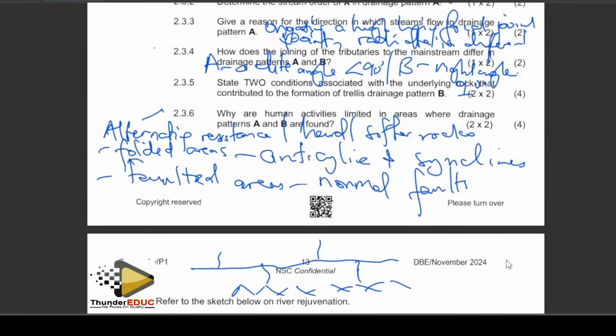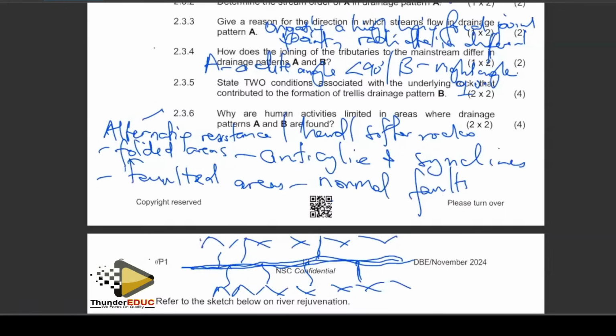If there are hard rocks here by the side of this landscape, it means the tributaries cannot erode effectively into the harder rocks, so they will become shorter. While the main stream will be flowing over softer rocks, it will become longer as it flows along softer rocks. While these ones, they will become shorter because they are starting from areas with hard and resistant rocks.